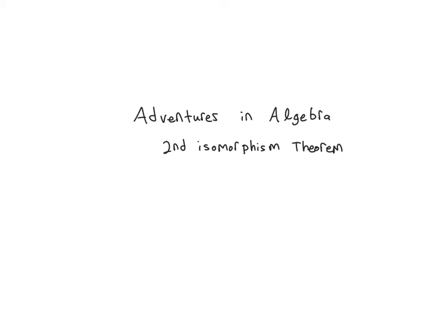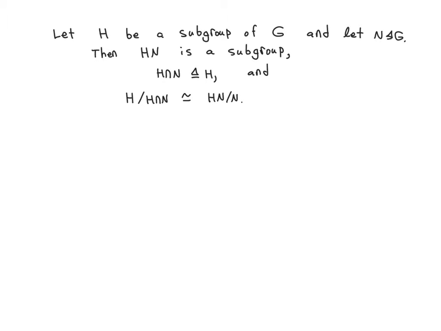On this adventure in algebra, we're going to study the second isomorphism theorem and some applications. So here's the statement of the second isomorphism theorem. You're given a group G, and you're going to consider two subgroups. H is an ordinary subgroup, and N is a normal subgroup.